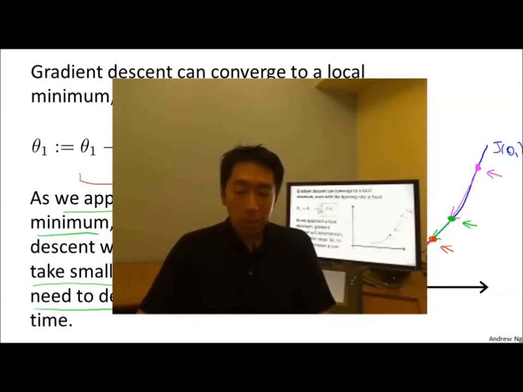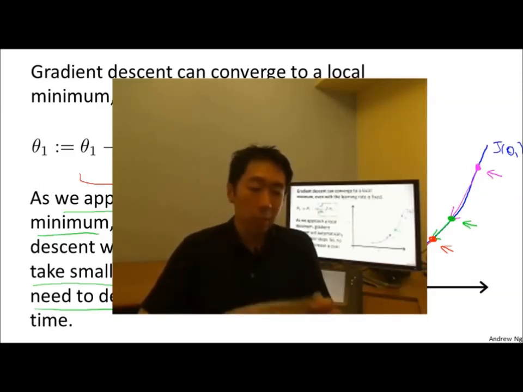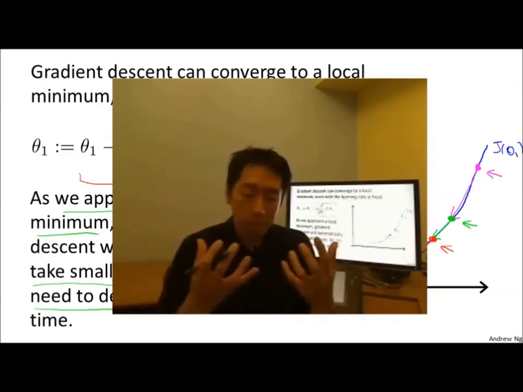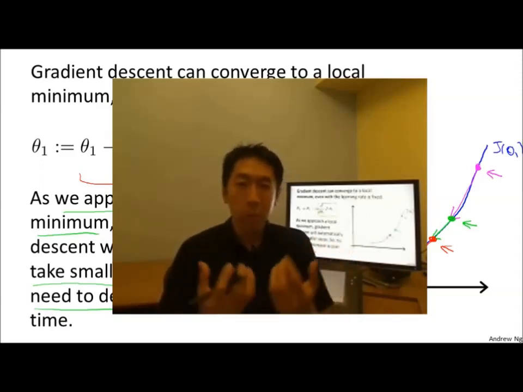In the next video, we're going to take the function J and set that back to be exactly linear regression's cost function, the squared error cost function that we came up with earlier. Taking gradient descent and the squared error cost function and putting them together will give us our first learning algorithm. That will give us our linear regression algorithm.